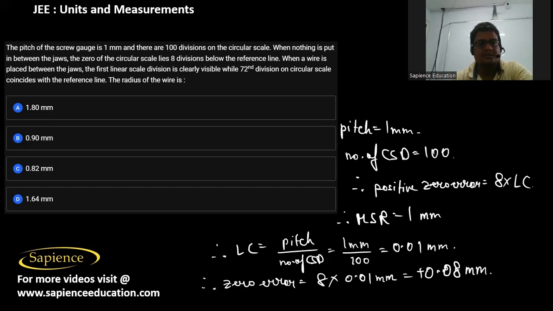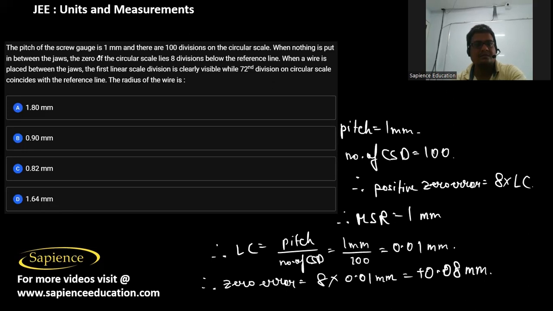And then the reading we have to find. So the observed reading, zero of the circular scale when a wire is placed in the jaws. So here actually we are measuring the diameter of the wire. We are measuring the diameter of the wire. So here the radius has been asked. So the radius will be half of the diameter of the wire.